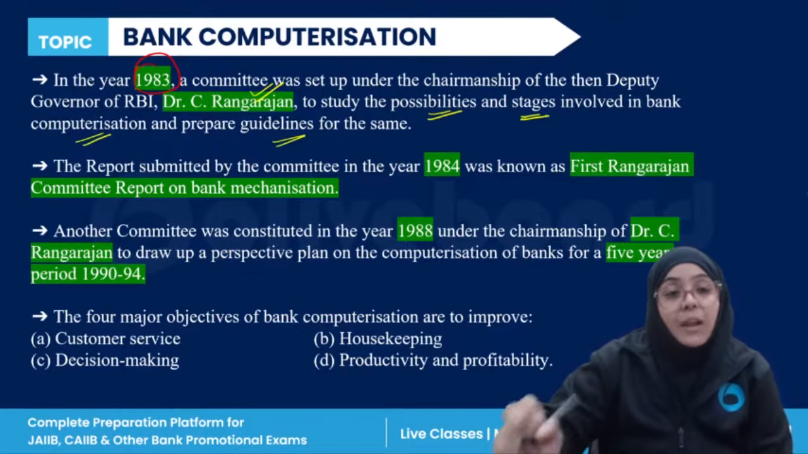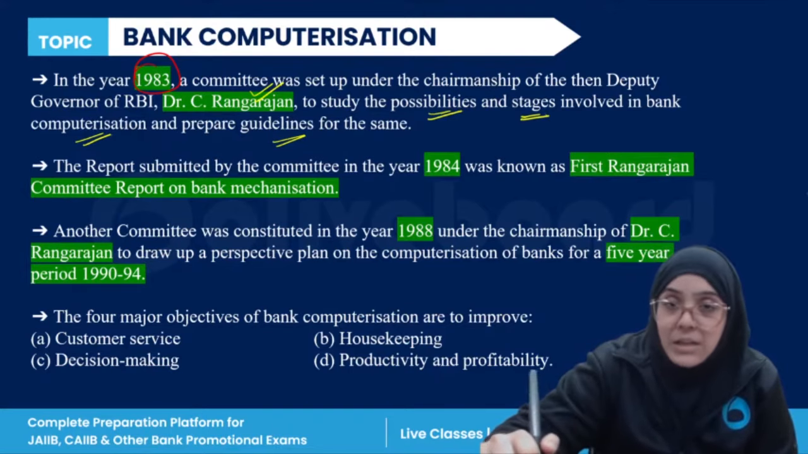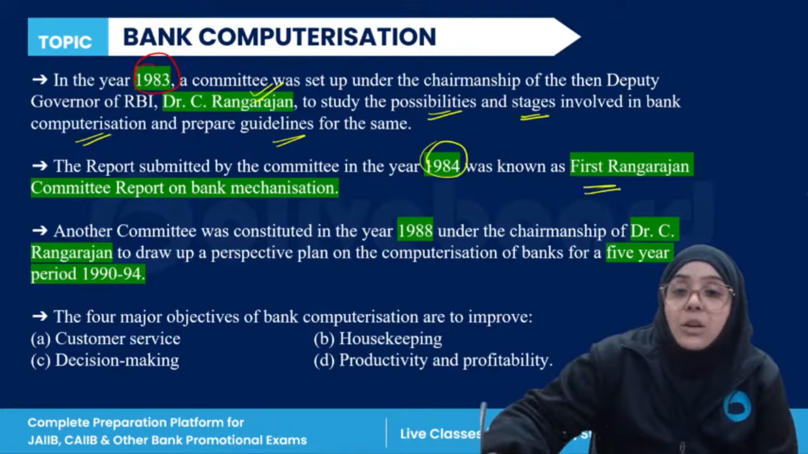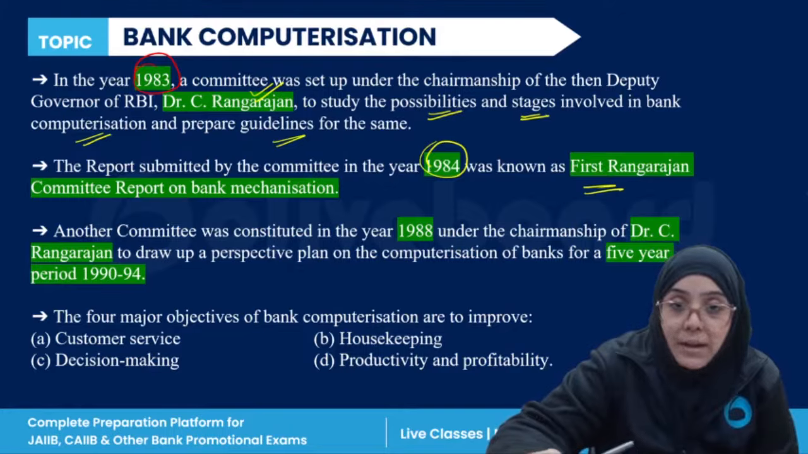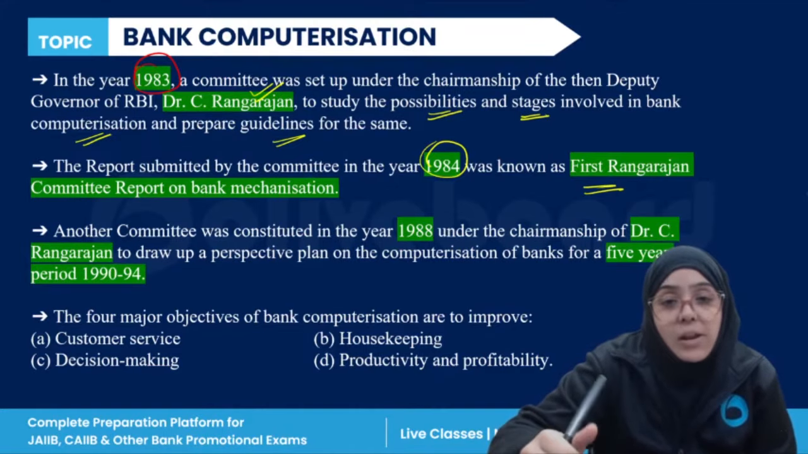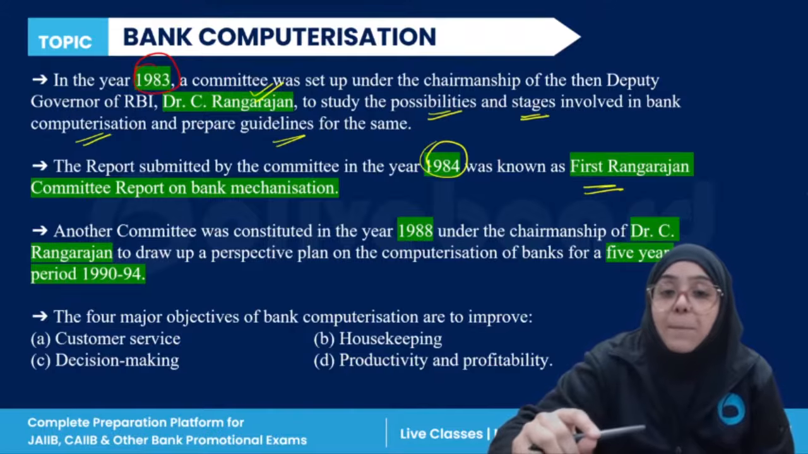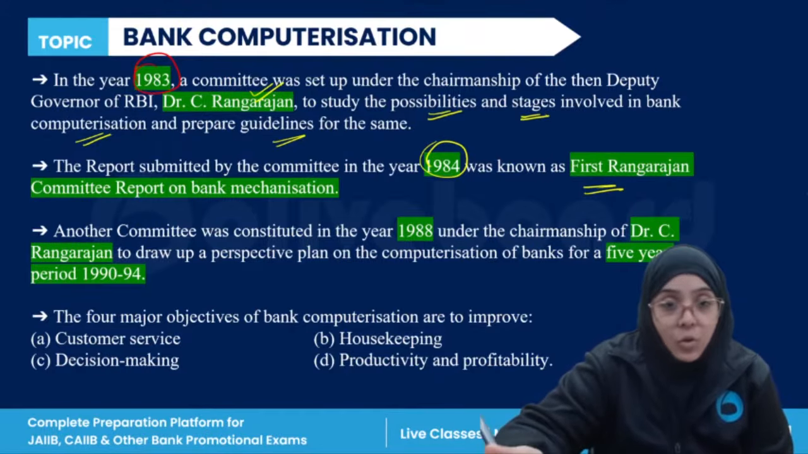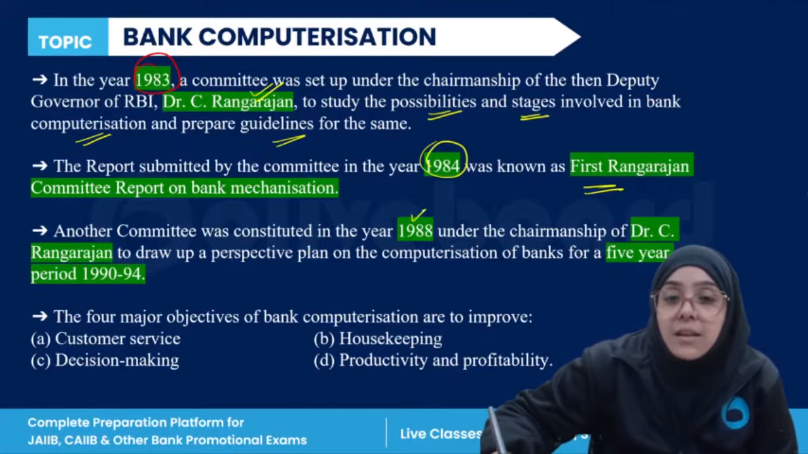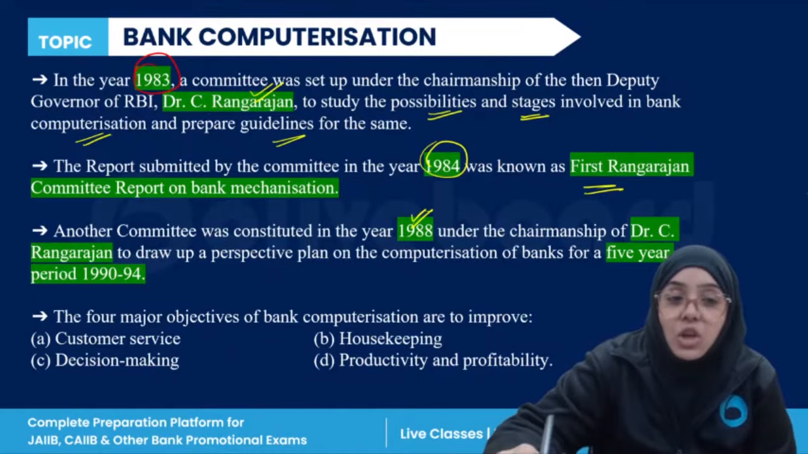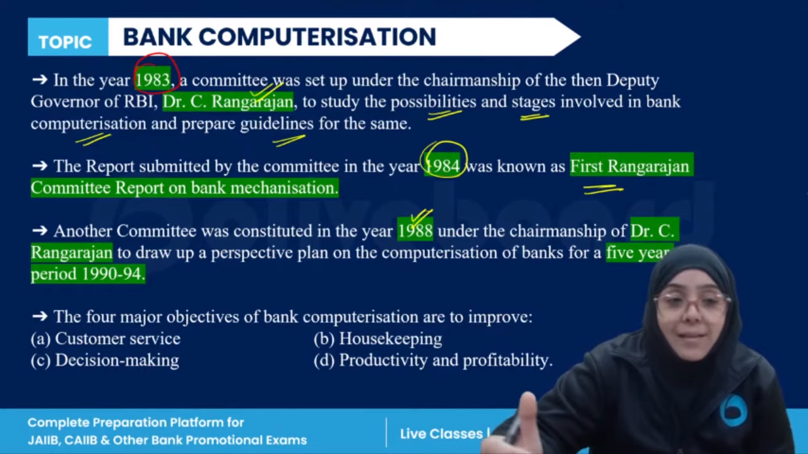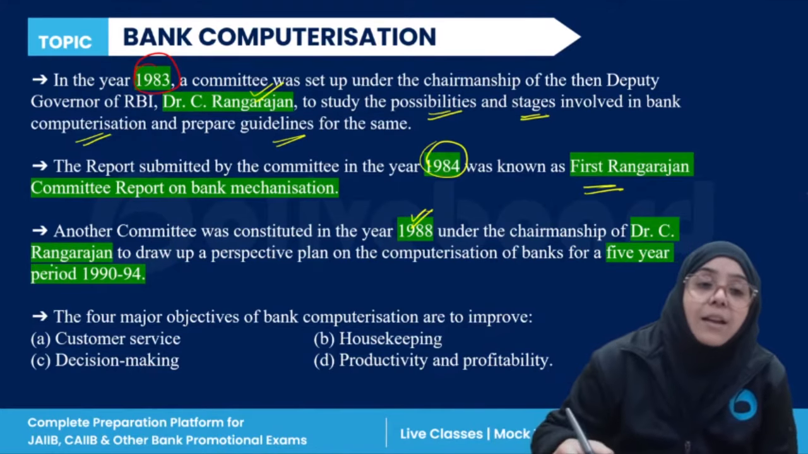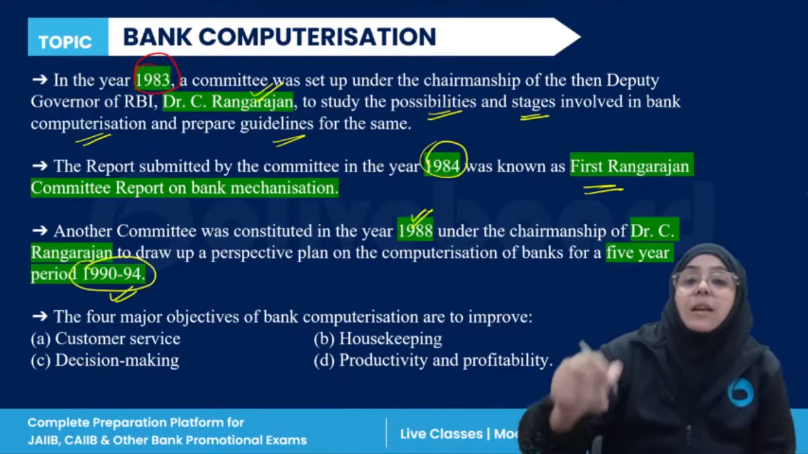Clear? Now, if we talk about the report that is submitted by the committee in year 1984, this committee report was known as the first Rangarajan committee report on banking mechanization, right? So this committee has actually introduced the concept of computerization system in India. Another committee was constituted in year 1988, and it was the Dr. C Rangarajan committee again, and it actually drew a perspective plan on how to introduce computerization in the banking system for a 5-year period, and that is from 1990 to 1994.